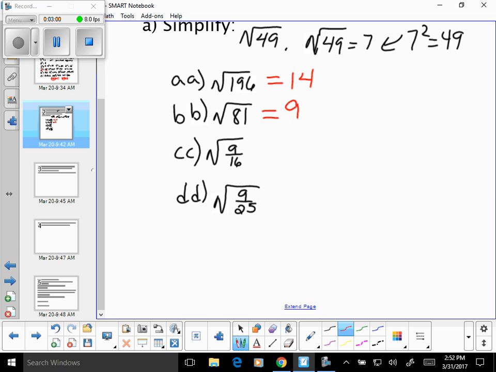In C and D, sometimes students get very thrown by this. Really, what the square root of 9 over 16 means is we're going to take the square root of 9 over the square root of 16. The square root of 9 is 3, the square root of 16 is 4. So the square root of 9 over 16 is going to be 3/4. If we're going to take the square root of 9 over 25, we usually skip that second step that I showed you in C. The square root of 9 is 3. The square root of 25 is 5.